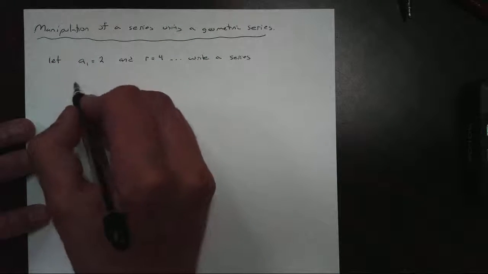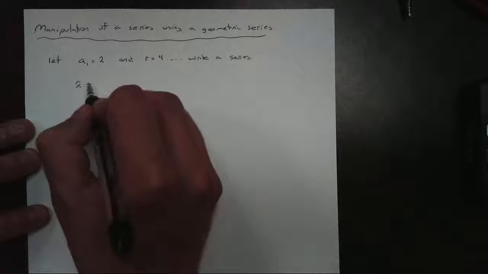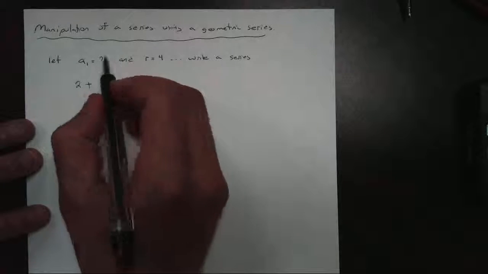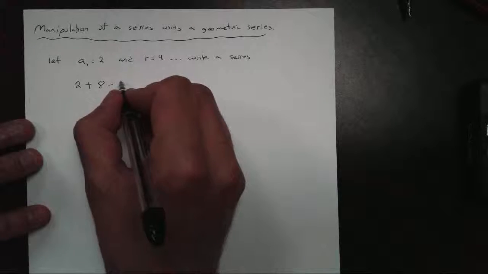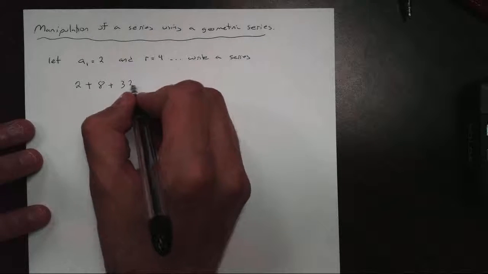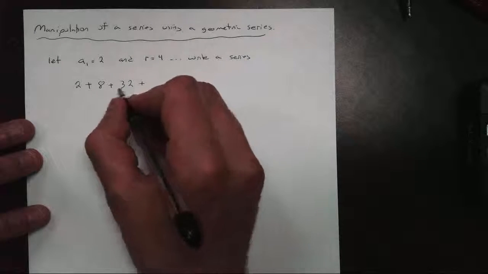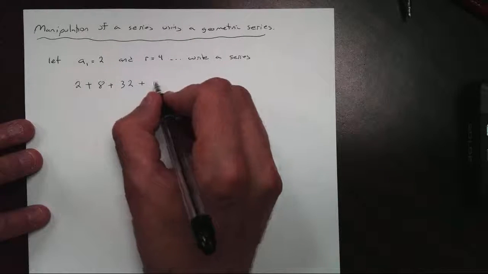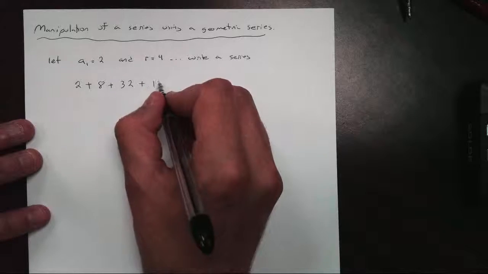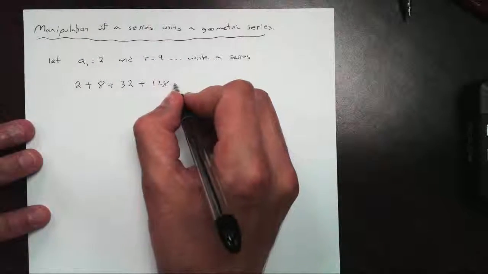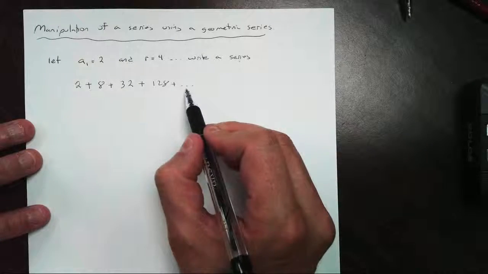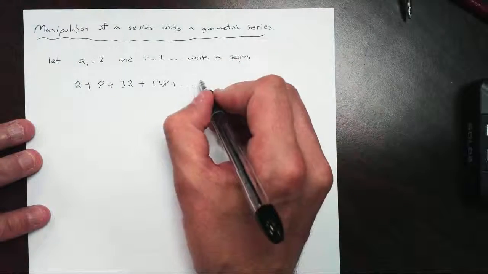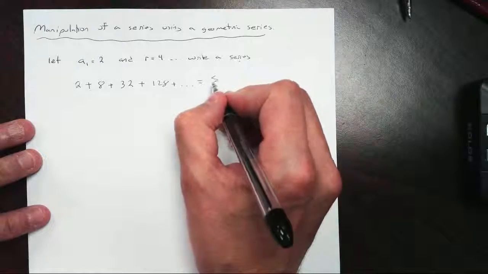So we're going to start off by writing out our first term. Now it's a series, so we're going to add the next term. Well, my r says to multiply this by 4 and I get 8. Multiply this by 4 again, I get 32, plus, and the next one, if I multiply this by 4, what do we get? 128, and so on and so forth. So it's a series, so remember we're going to put that plus dot dot dot. Now this is going to equal the actual series itself.